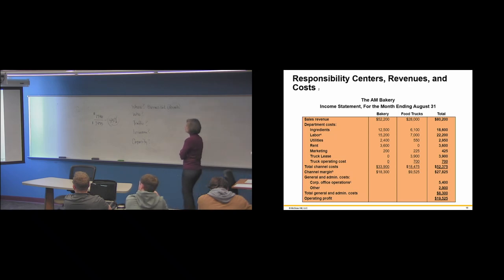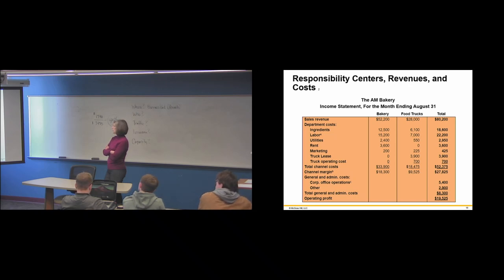Adam obviously goes through with expansion, and he's got one month's worth of data now. Obviously in real life, this would be a lot more complicated. Notice that he breaks his bakery and food truck sales down. He's going to look at them by, I call it division, right?